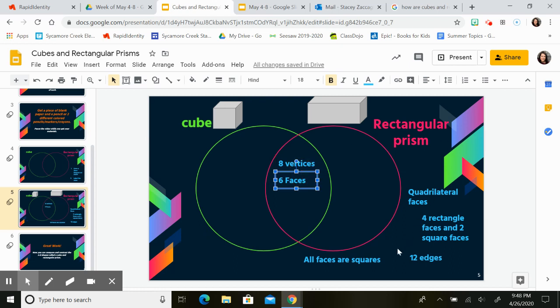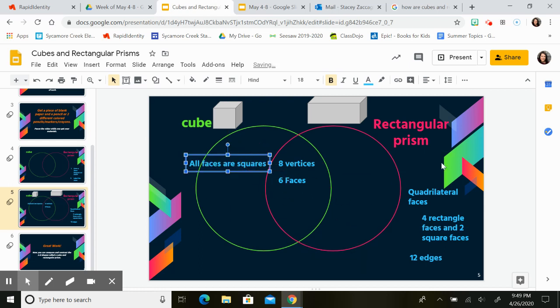Let's go over here to all faces are squares. Well, I know right here on the cube, I can see these squares. And when you pick up that cube or that number cube, there are all squares on every single side. Now the rectangular prism, on the other hand, I see a square over here, but look at this one right here. That's not a square because a square has 4 equal sides. And this is not. I have 2 long sides. So this one right here, all faces are squares. That only matches the cube. So I'm going to slide that right over here.